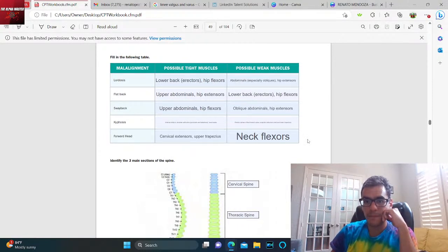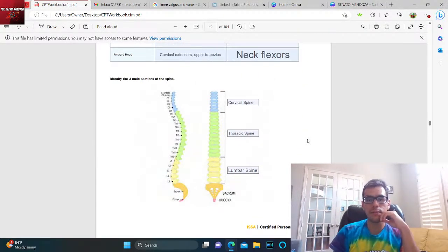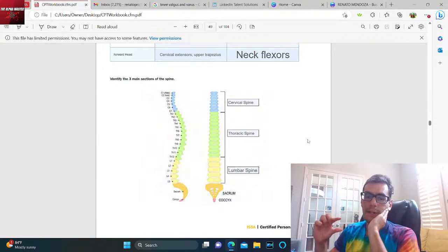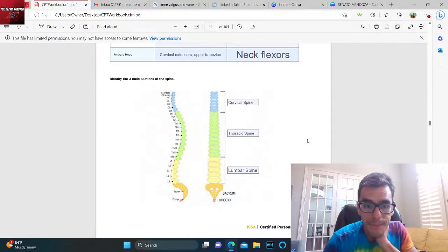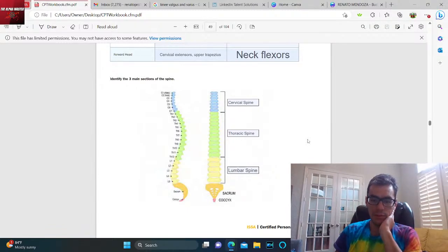Now, in here you have the three main sections of the spine. You have the cervical spine, which has seven vertebrae, the thoracic spine, which has 12 short bones, and the lumbar spine, which has 5. Then the sacrum and the coccyx.